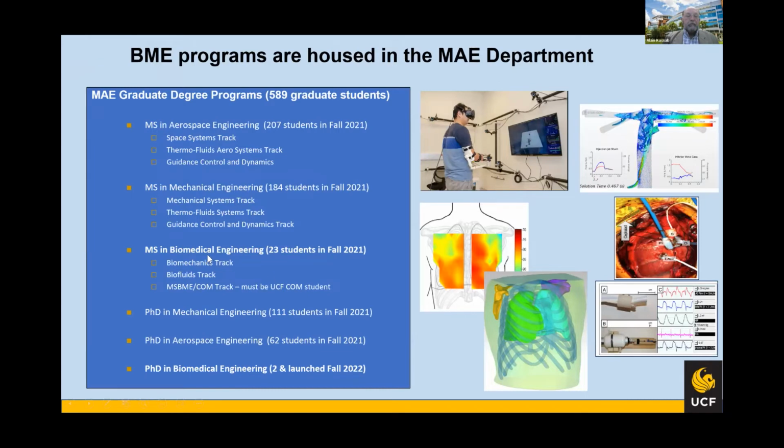These degrees, the MS and the Ph.D., are part of our graduate offering in the mechanical and aerospace engineering department. We're a rather large department with about 4,500 students, 600 of whom are graduate students. And so in addition to the master's in aero and in mechanical, we offer the master's in BME. We've got a steady state level of about 25 students in the program since the start in 2016.